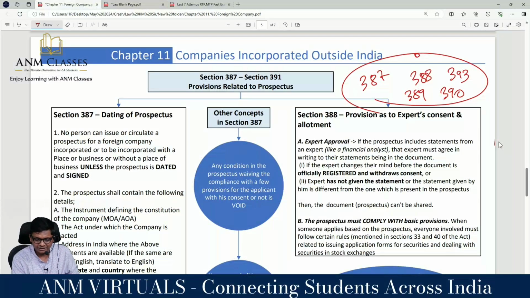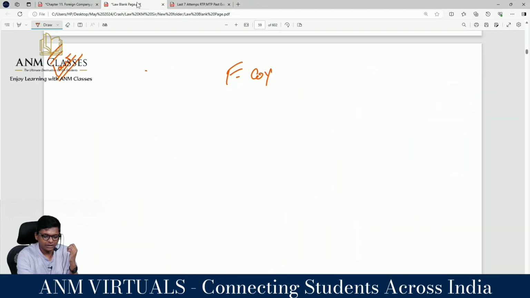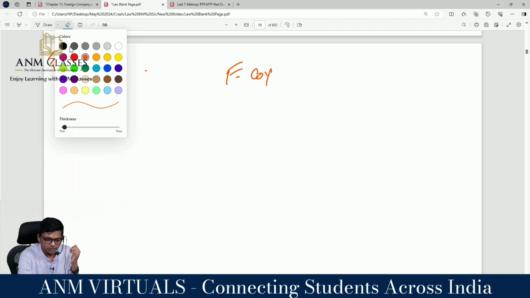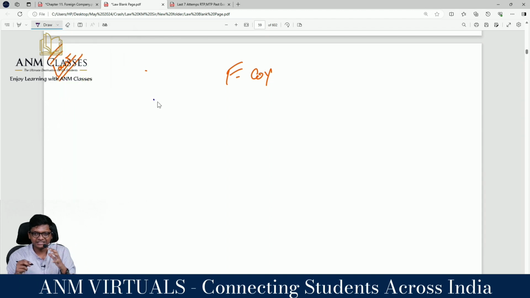Then we are left with 387 to 393. But in that, what is left is only 387, 388, 389, 390 all, and 393 is the last section, I'll come to it. Whatever is left now is prospectus. If a foreign company wants to issue a prospectus in India, what do they have to do? Before I go to the provisions, is there any change?